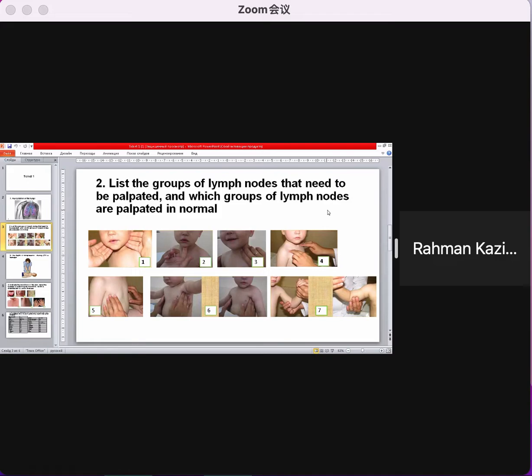We have submandibular, submental, anterior, subclavicular, thoracic, axillary, cubital. Okay, and what lymph nodes are not palpated in normal? Like inguinal? Inguinal, yeah. Sorry, no. Then abdominal.